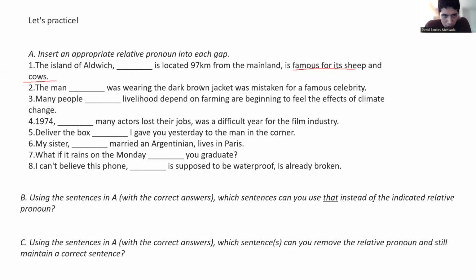¿Qué relative pronoun podría ir aquí? Who. ¿Cuál? Pregunta: the island of Adwich, ¿qué cosa es eso? ¿Una persona, un animal, una cosa? Which. Ya está, es which. Siguiente: the man who was wearing the brown jacket. Tiene un nombre, ya ese es who. Excelente. Many people whose livelihood... livelihood es un sustento, o sea, puede ser un sustento económico, como tu trabajo.